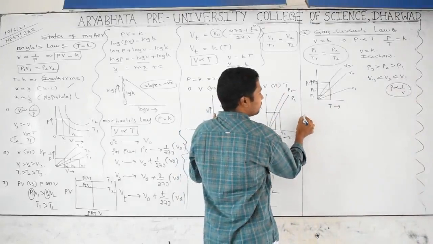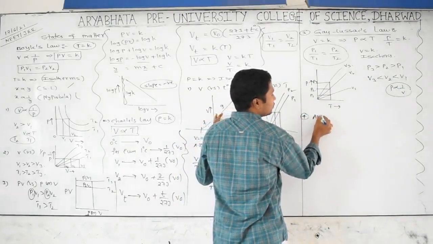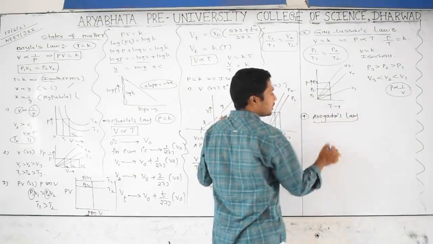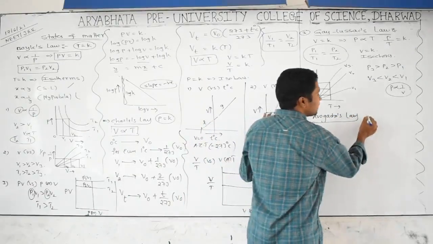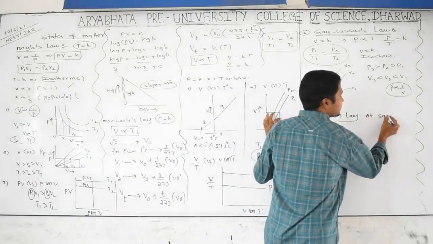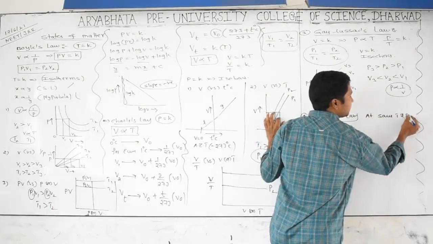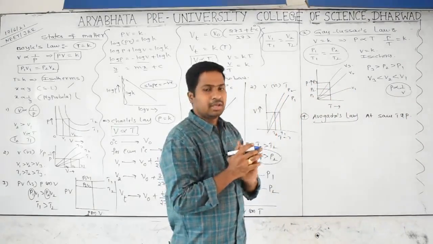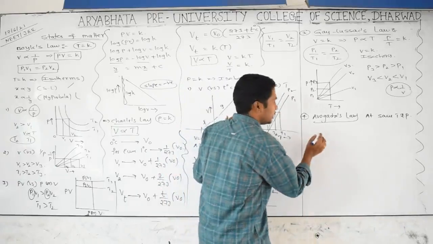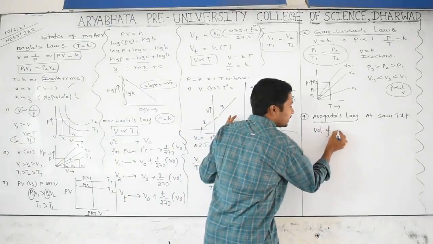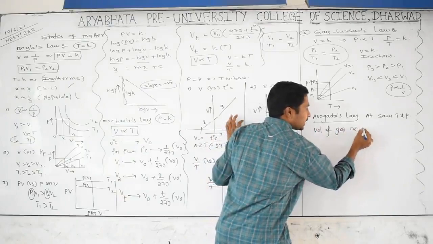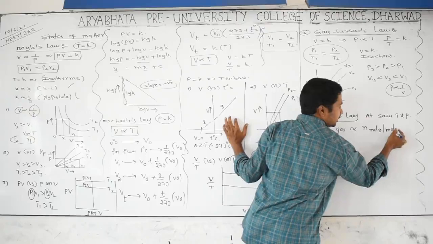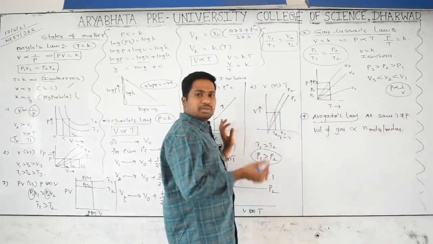After that we are going for one more thing, nothing but Avogadro's law. What is Avogadro's law? Anybody? Yes. At the same temperature and pressure, meaning we have to maintain the temperature and pressure constant, the volume of a given mass of a gas is directly proportional to the number of moles or molecules. What is the meaning of this?